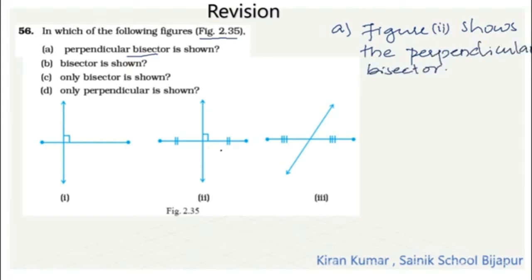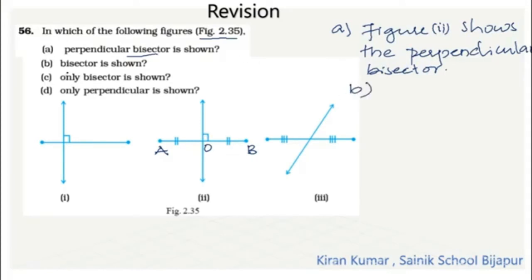Look at it properly, this indication is made so that these parts are equal. A perpendicular bisector will make a line segment into two equal parts. If I name this as a line segment AB and the point of intersection as O, AO and OB are equal, and the angle formed here is 90 degrees, so it's a perpendicular bisector.